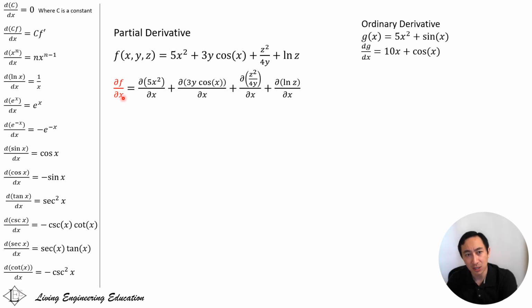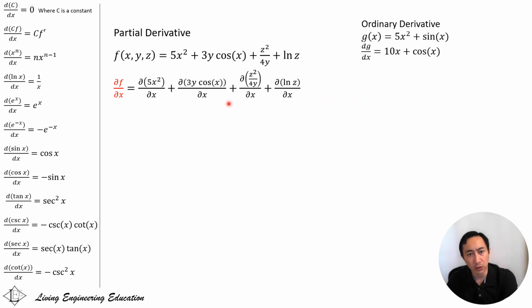So what does this tell me? This tells me I'm going to take the derivative of each of these terms, because I can still use the additive rule, I can still use product rule, quotient rule, chain rule, all of those still hold true. All right, so here we have 5x squared. So I'm going to take the partial of 5x squared with respect to x, the partial of 3y cosine x with respect to x, the partial of z squared over 4y with respect to x, and the partial of ln z with respect to x. So the same exact setup that we did for this one using the additive derivative method.